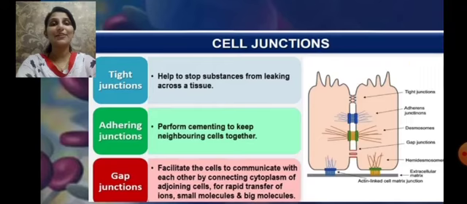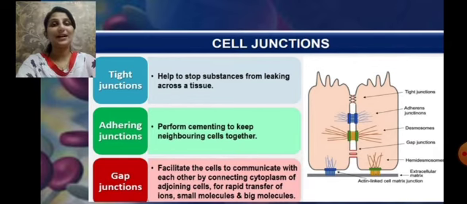So that is the function of the cell junctions. The three types of cell junctions connect together neighboring cells. They link the cells structurally and functionally. And the three types of cell junctions are tight junction, adhering junction, and gap junction.